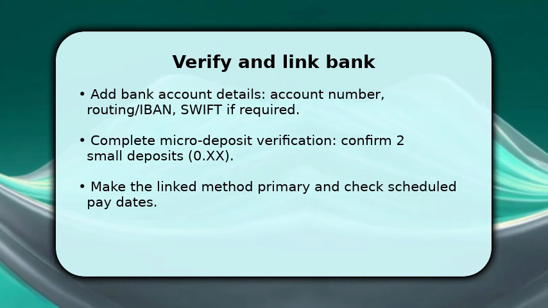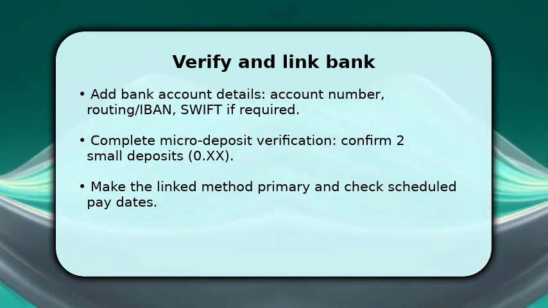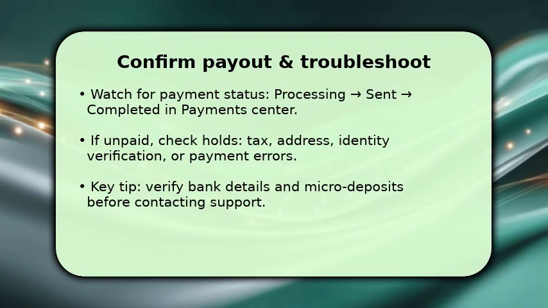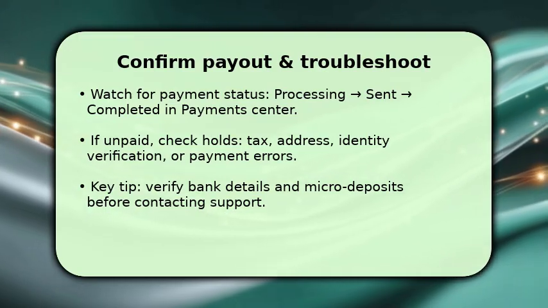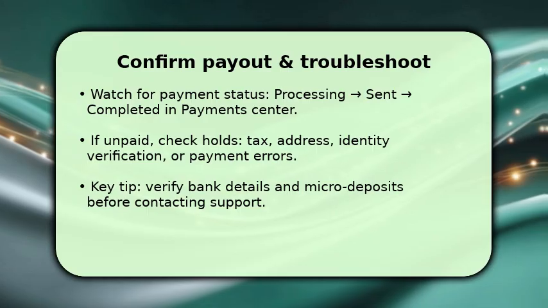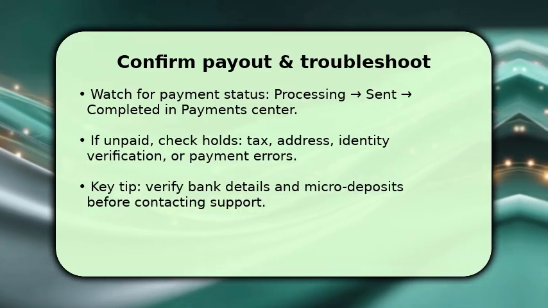You finish by confirming the payout status in payments. After the monthly close, Google moves from processing to sent, and finally to completed when your bank posts the funds. Once done, check your bank account and transaction reference.